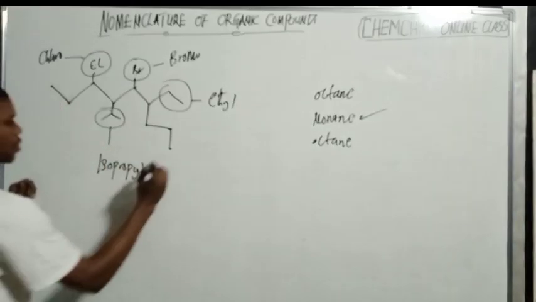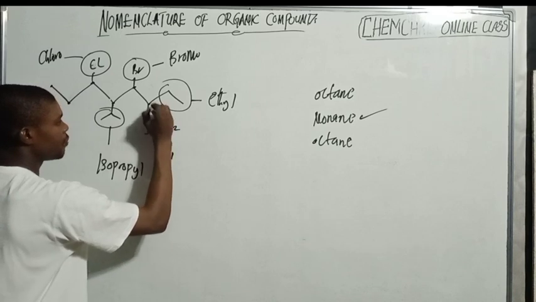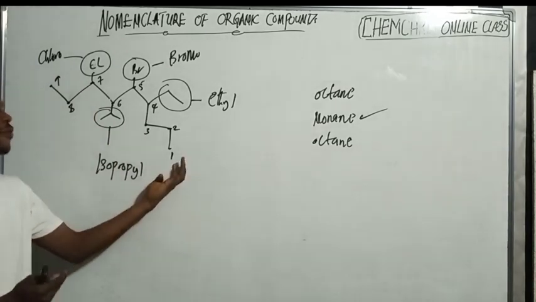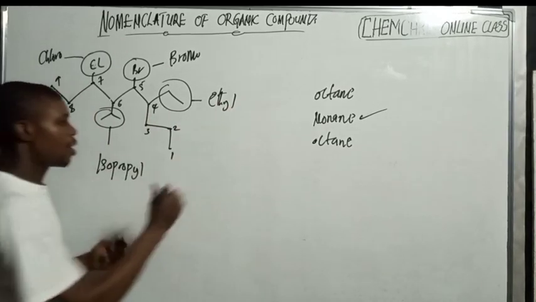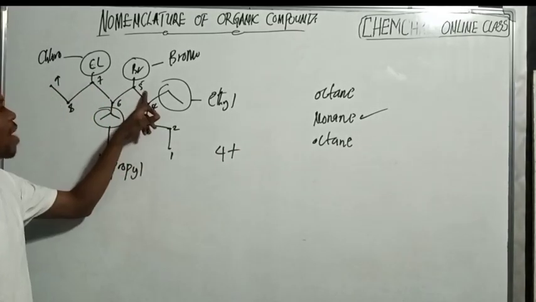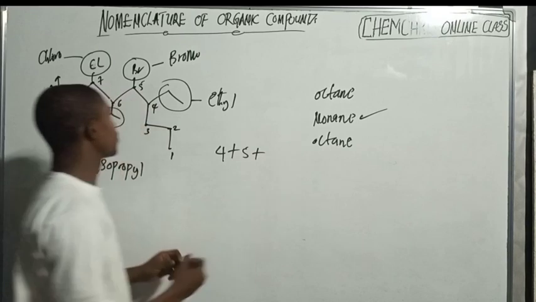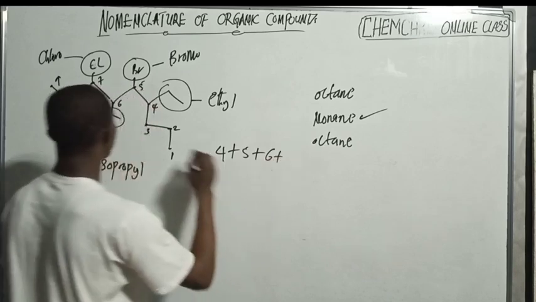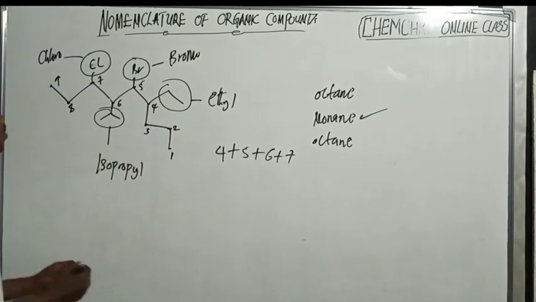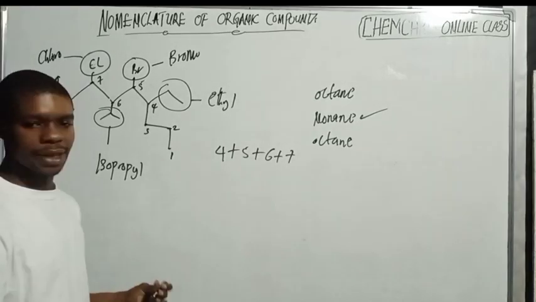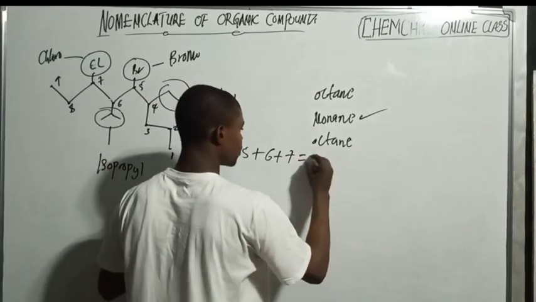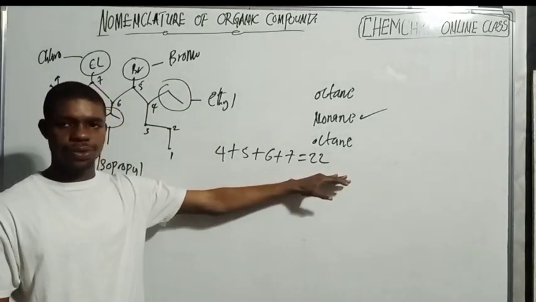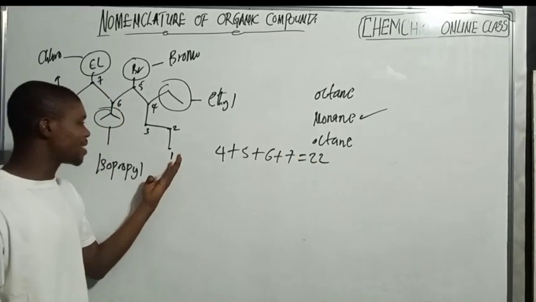So here we have 1, 2, 3, 4, 5, 6, 7, 8, and 9. If you follow from here, at number 4 I have an ethyl, so it will be 4 plus. At number 5 I have a bromo, 5 plus. At number 6 I have an isopropyl, here we have 6 plus. At number 7 I have chloro. So when you sum those positions, what are you going to get? 4 plus 5 plus 6 plus 7 is 22. And that is when I start from this point here.